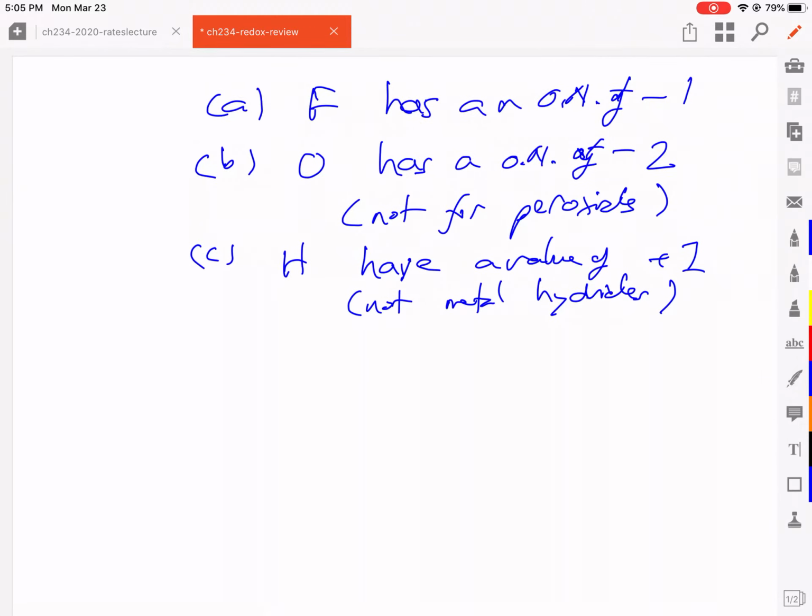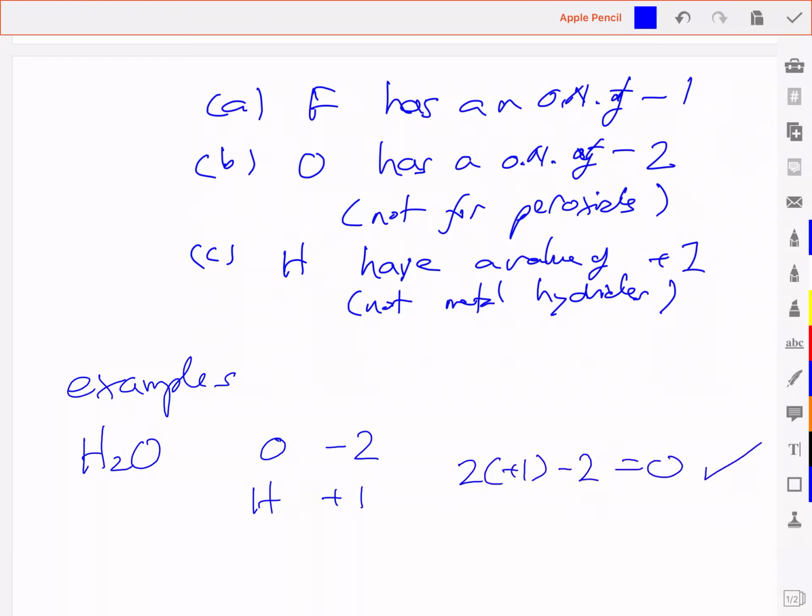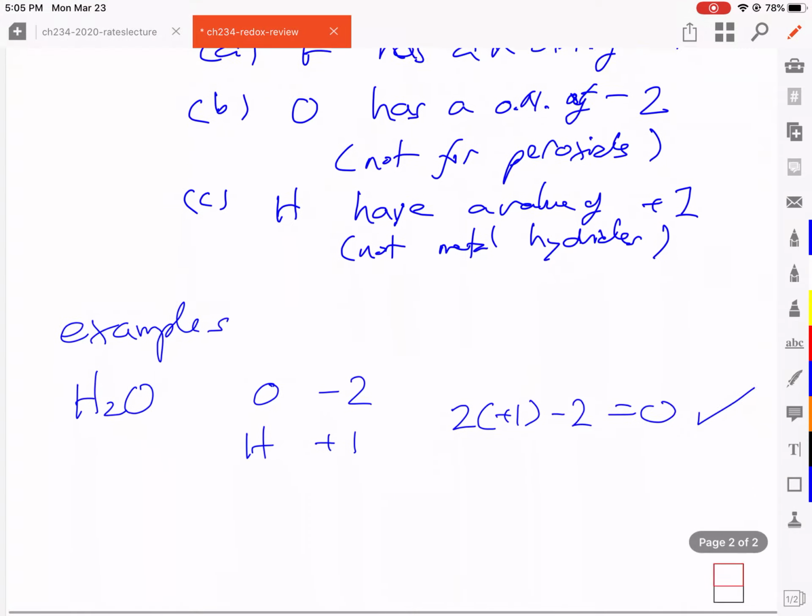All right, so let's do some examples. Look at what I set up here. H2O, oxygen's -2, hydrogen +1. So you do 2 times +1 minus 2 equals 0. That's the charge on the molecule, so we're golden.